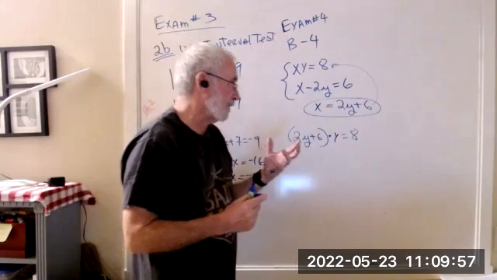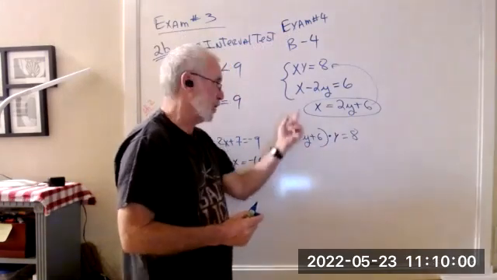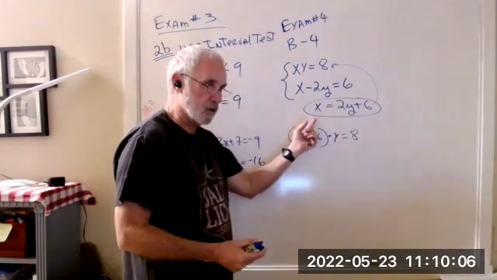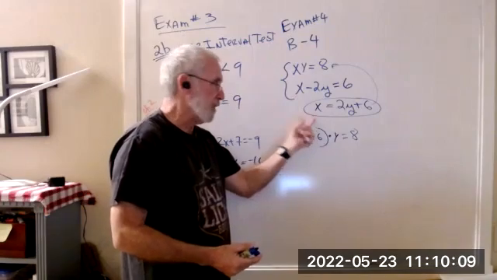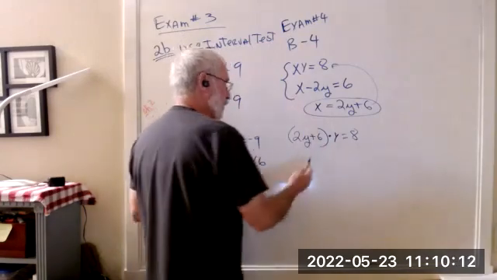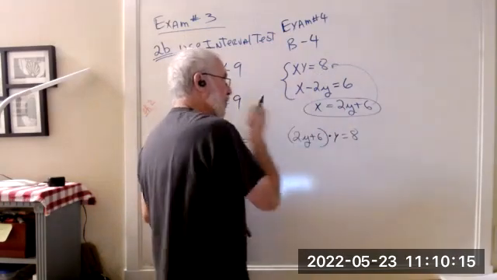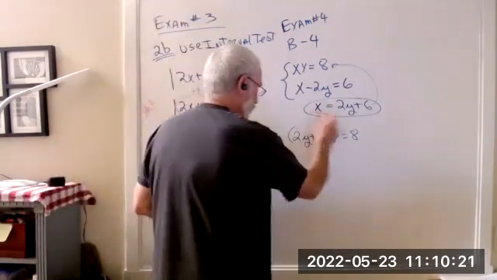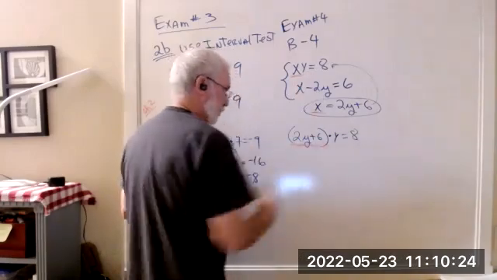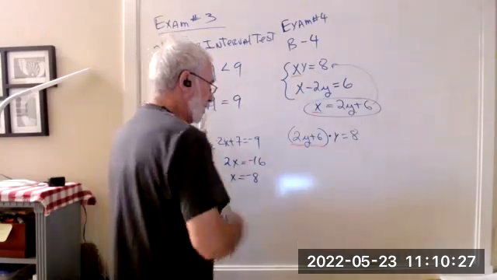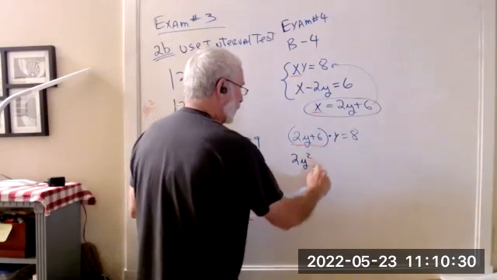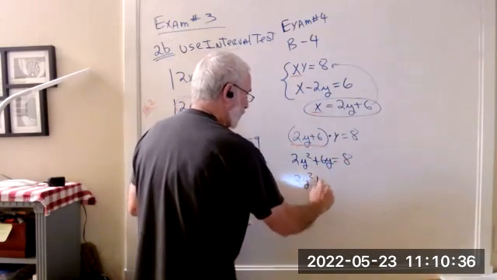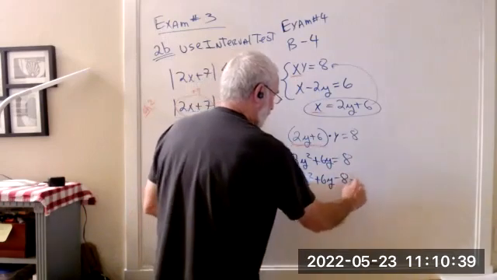So the first question I would have to anybody is, do you guys understand my substitution? I took the second equation, did a little bit of algebra to get x alone. And then once x is alone, I plugged that knowledge into the first equation in place of x. So this is x, this is x, and this is x. That gives me 2y squared plus 6y equals 8, or 2y squared plus 6y minus 8 equals 0.